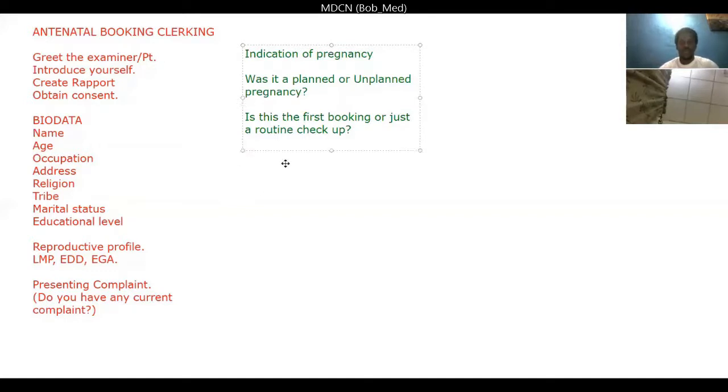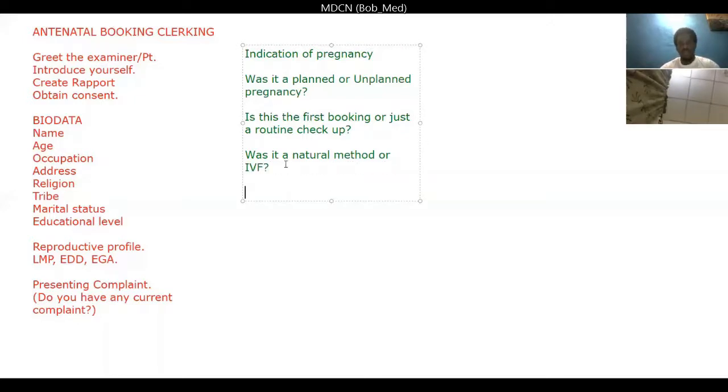So another thing you need to ask is the mode by which they achieved the pregnancy. Was it a natural method? Was it via IVF? You understand? In vitro fertilization, you want to know. So you want to know, was it a natural method or IVF, in vitro fertilization. So you want to ask the patient.